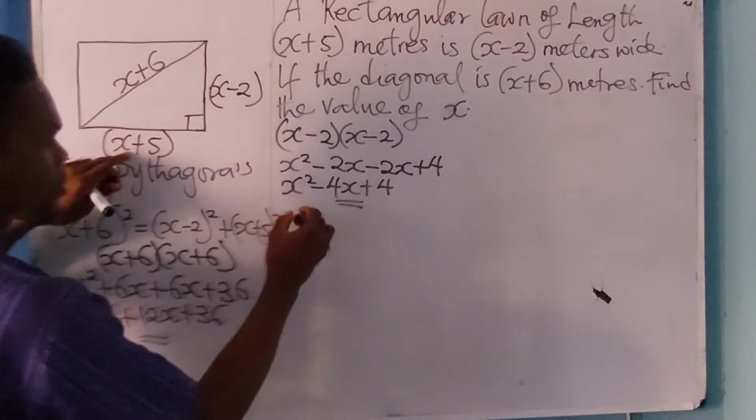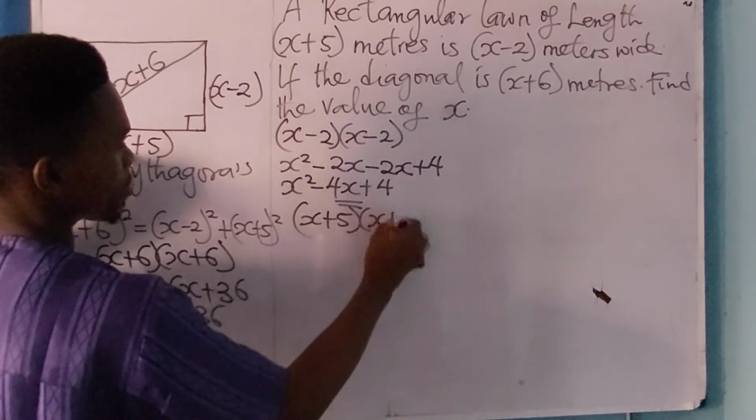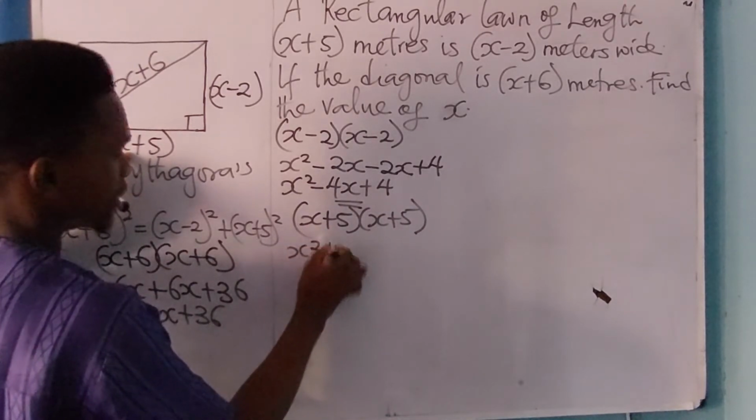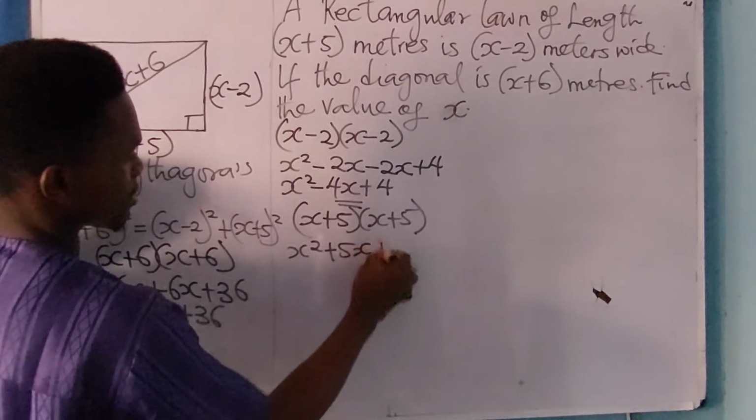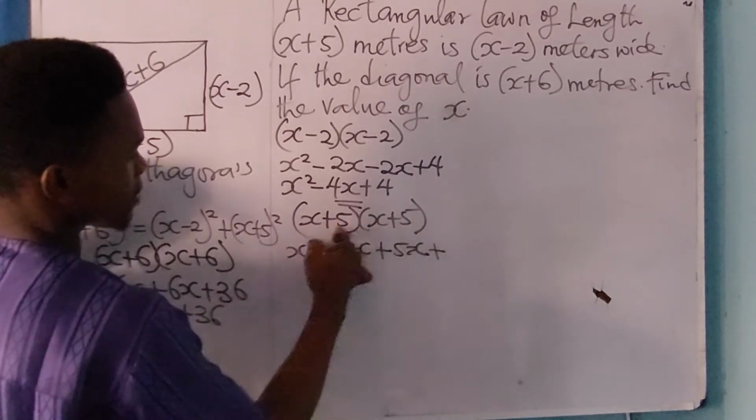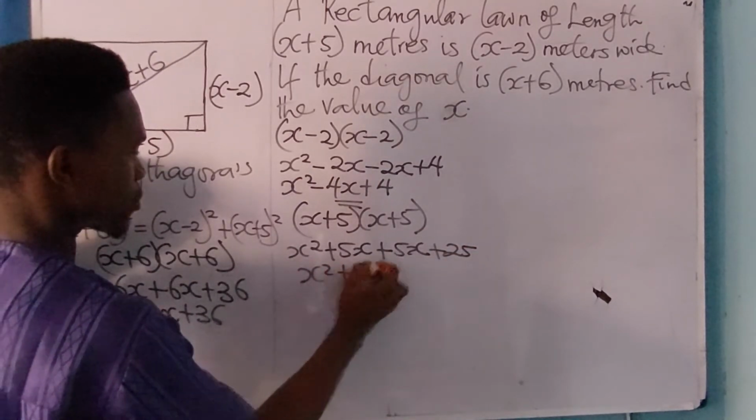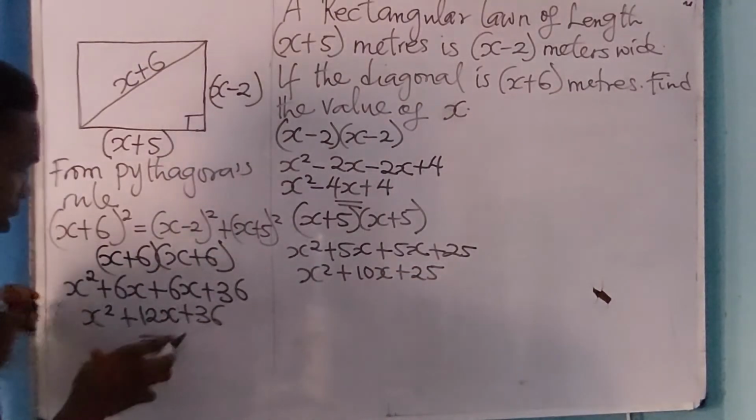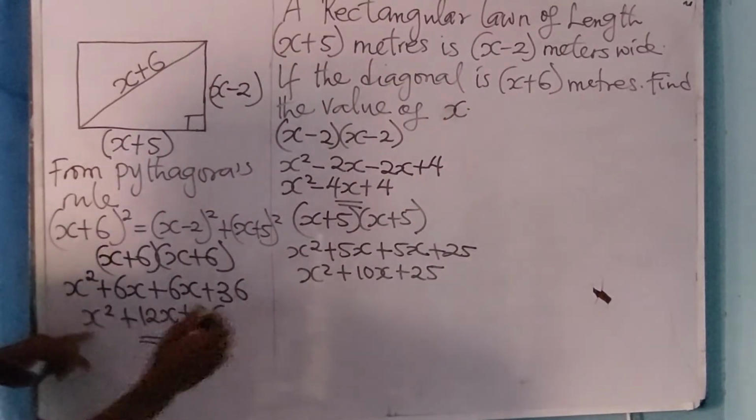The last one is x plus 5 twice. x times x is x squared, plus x times 5 is 5x, plus 5 times x is 5x, then plus times plus is plus, and 5 times 5 is 25. So I now have x squared plus 10x plus 25. So this and this have been tackled.